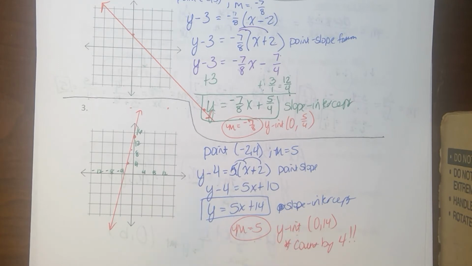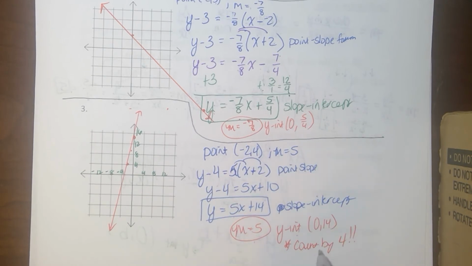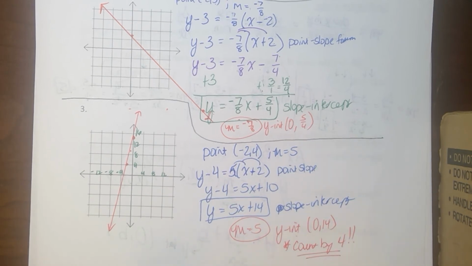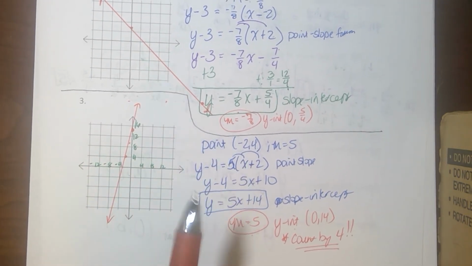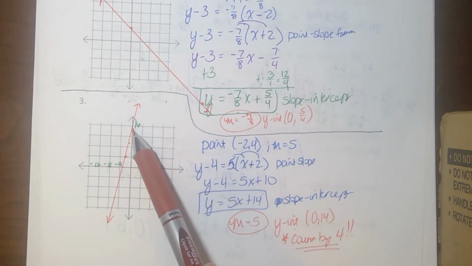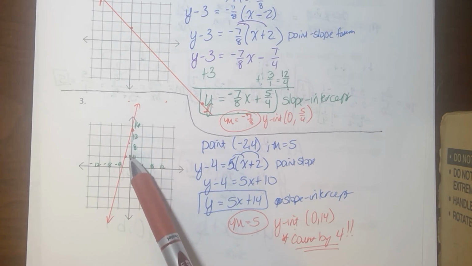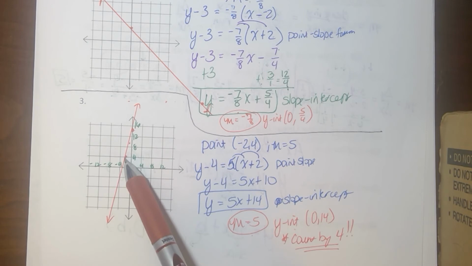Now, because our y-intercept is 0, 14, I decided I needed to count by 4 on my axes. So I numbered my x and y axes accordingly. I placed my intercept at 0, 14, and then I thought, okay, I need to go down 5 over 1, down 5 again over 1, and that puts me right here at the point -2, 4. And I connected those points to get my line with a very steep positive slope of 5.